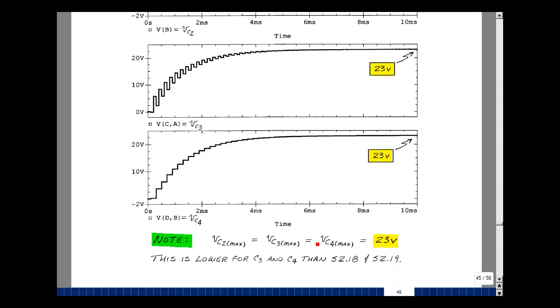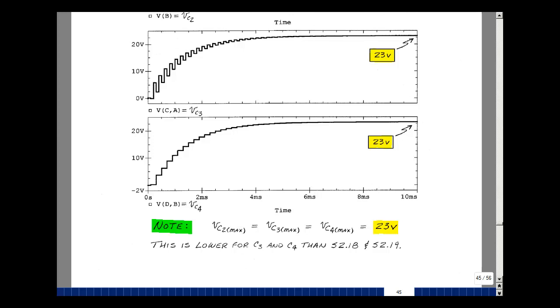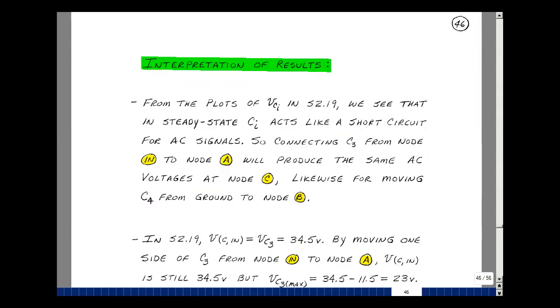The maximum voltage across C3 and C4 is now only 23 volts instead of what we had in supplemental problems 218 and 219, which was much higher. Can we explain why this is happening? If you recall in supplemental 219, we looked at the capacitor voltages in the circuit, and we saw that the capacitors look like short circuits for AC signals in steady state. Knowing that fact, let's go back and take a look at page 43 again. See if we can explain what's happening.